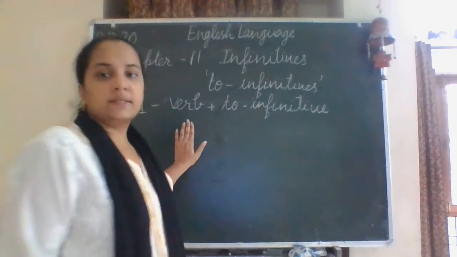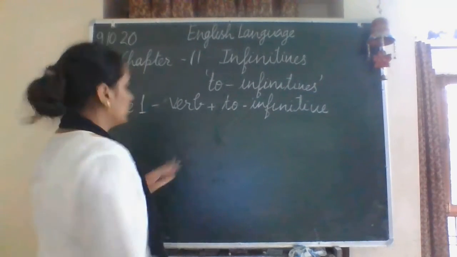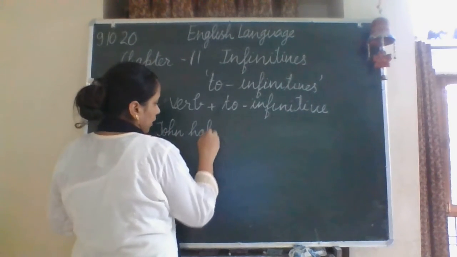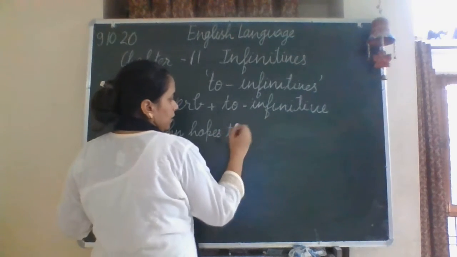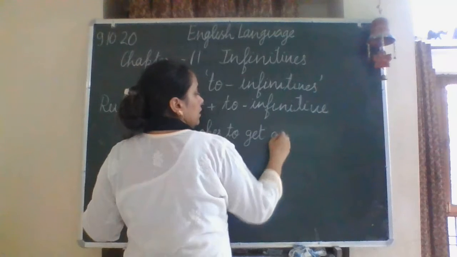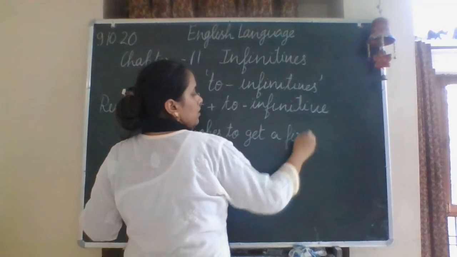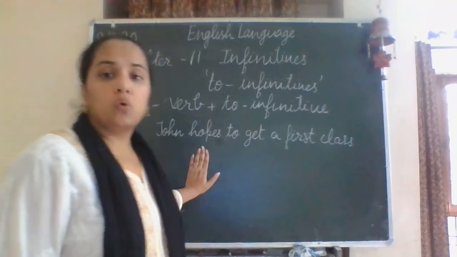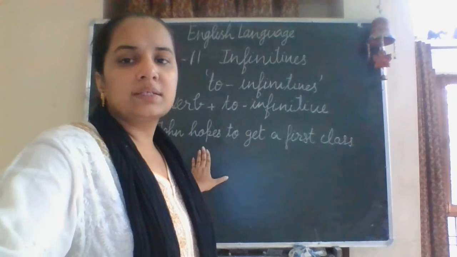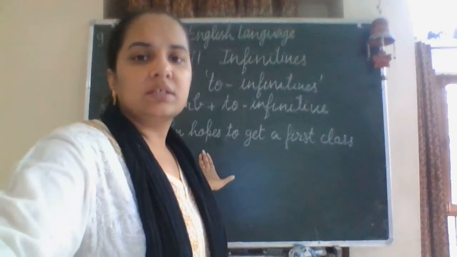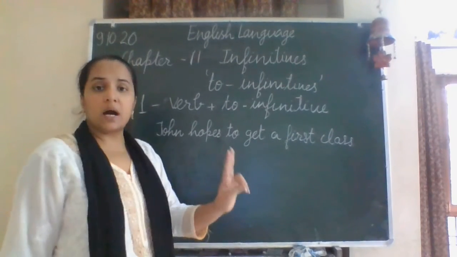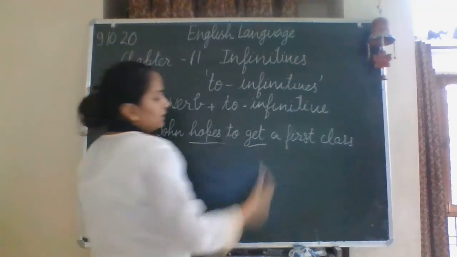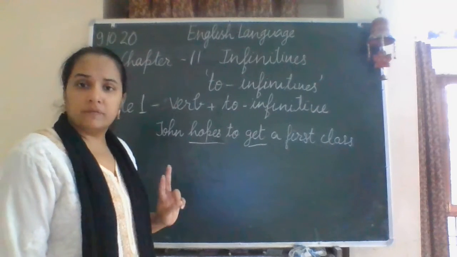So here, let's take the example. John hopes to get a first class. John hopes to get a first class. Now here in this sentence you can see two verbs are used. The first one is hopes and the second one is get. These are the two verbs.